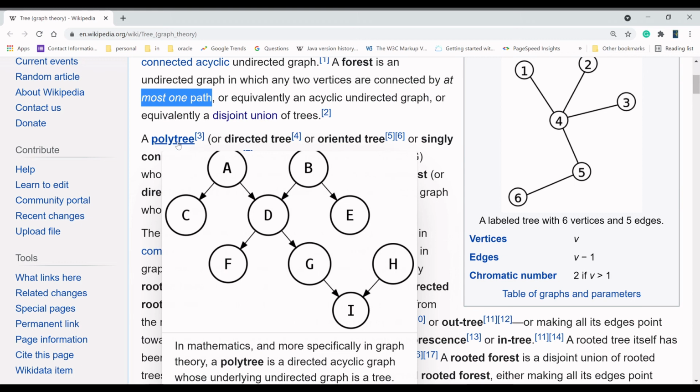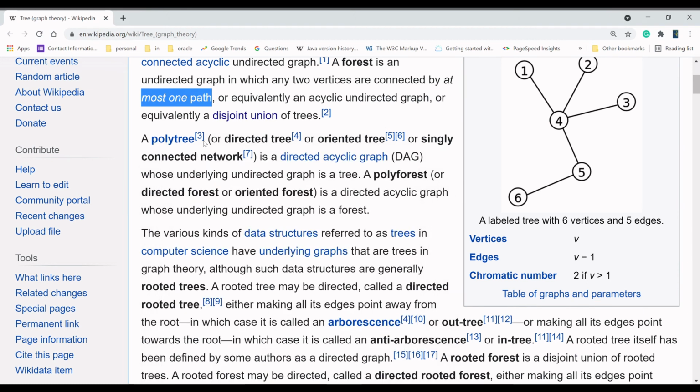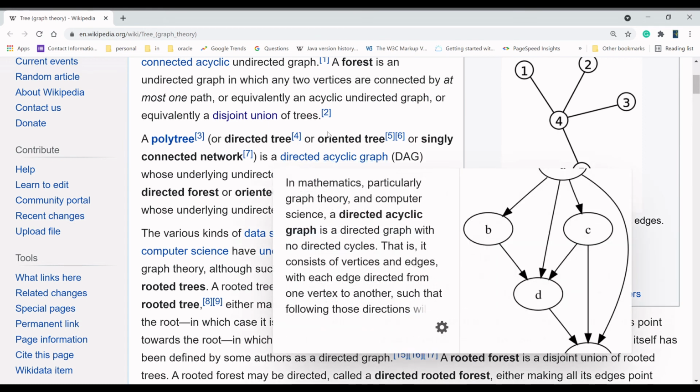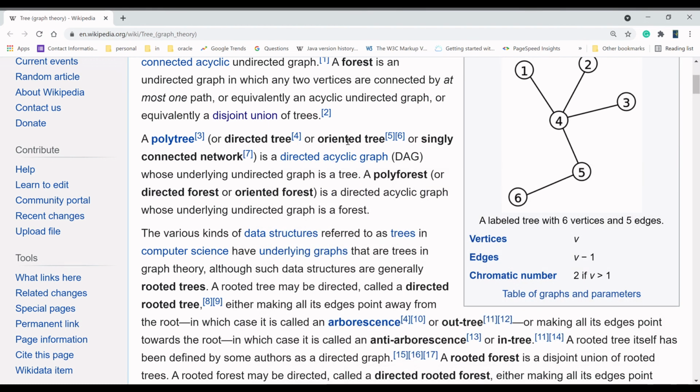So there may be multiple directions, like A is connected with C and D also, B is connected with D and E, D is connected with multiple ones. So there may be a polytree graph, which is also called a directed tree, an oriented tree, or a singly connected network. So all of these are called a polytree.